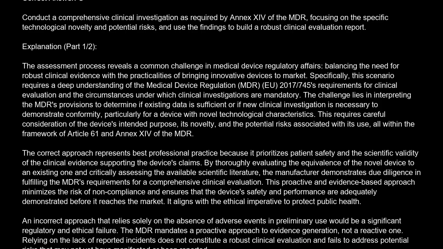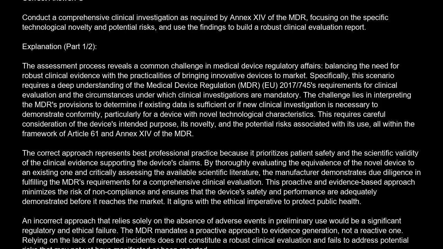The challenge lies in interpreting the MDR's provisions to determine if existing data is sufficient or if new clinical investigation is necessary to demonstrate conformity, particularly for a device with novel technological characteristics. This requires careful consideration of the device's intended purpose, its novelty, and the potential risks associated with its use, all within the framework of Article 61 and Annex XIV of the MDR.